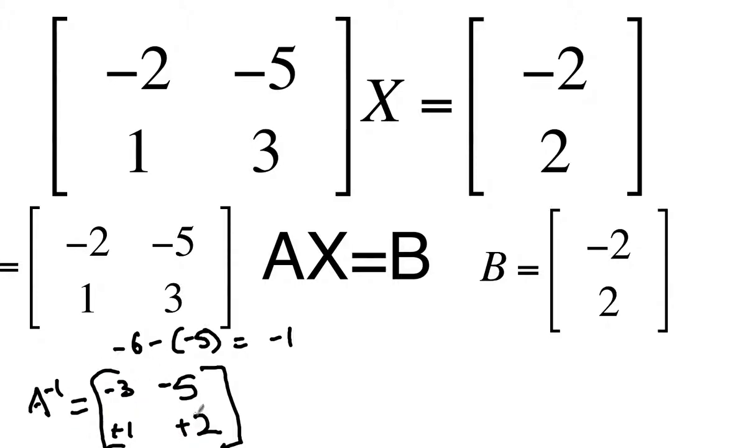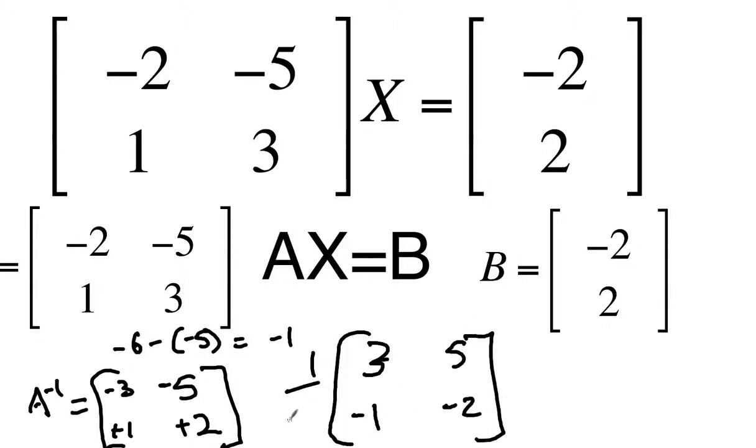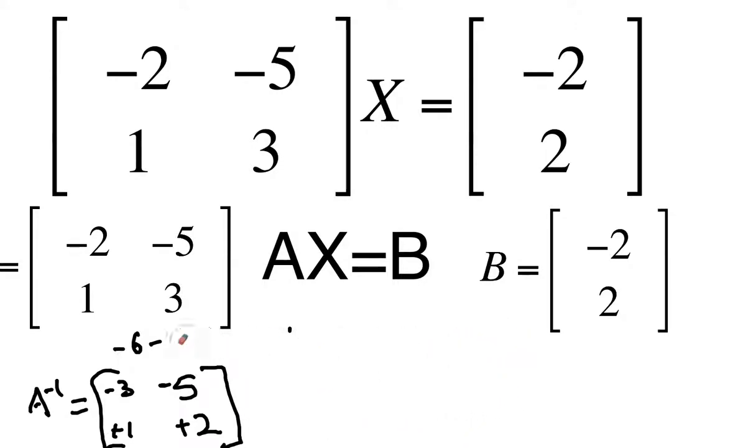That's what you should have found for A inverse. You do -3, -3 and -2 and 3. You switch those. You change the signs on these two, and that gives you 3, -2, 5, -1. And then you multiply times 1 over the determinant. The determinant is -1. And so this gives you the opposite, which is equal to this. So here is A inverse.